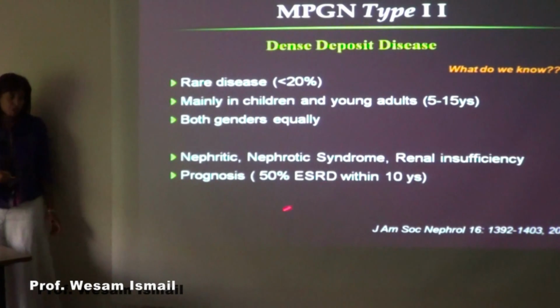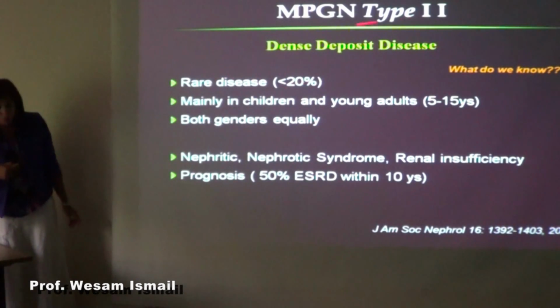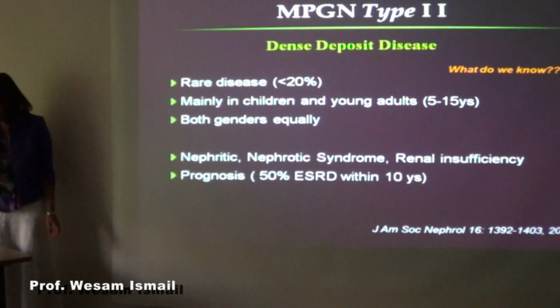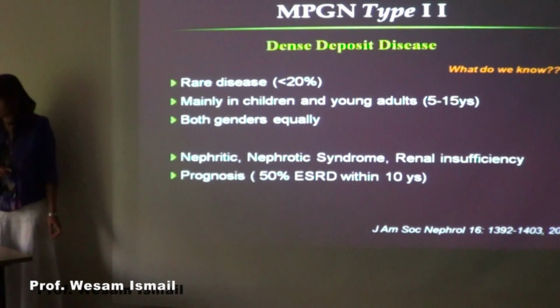The first breakthrough came with this study, not this study. Let me see, regarding dense deposit disease. What do we know about dense deposit disease? We know that this is a rare disease. It occurs in less than 20% of the population. It is mainly in children and young adults, 5 to 15 years.